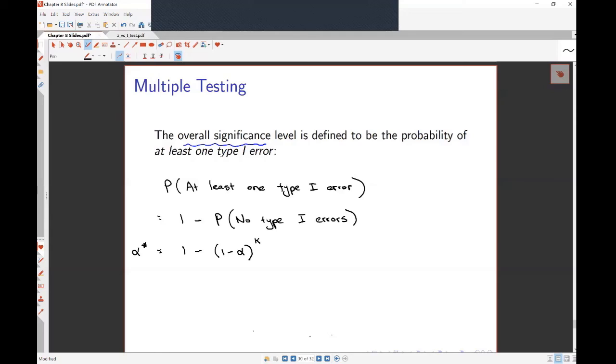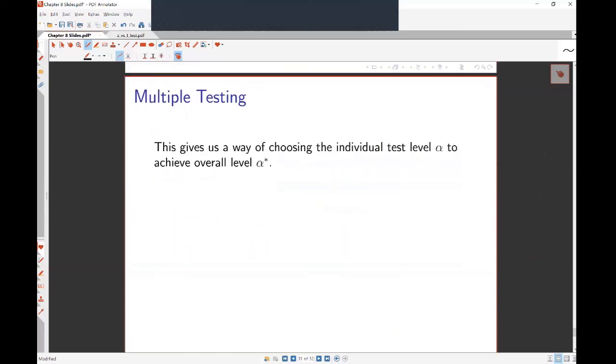Think about that for a moment. If we're doing a large number of tests, then the probability of having at least one type 1 error eventually goes to 1. So if we just pick alpha the way we normally would, then we're going to be in trouble.